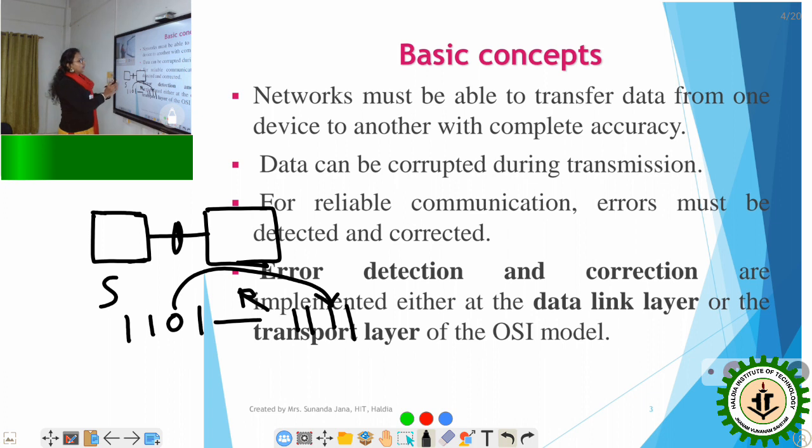Okay. So now when we want to perform any successful data communication, what we exactly require is that the data should be transmitted with complete accuracy. There should not be any error. That means the original data the sender is sending, the receiver must receive that original data. For that reason, error detection and correction plays a very major role in data communication, because successful communication is not possible without detecting and correcting error.